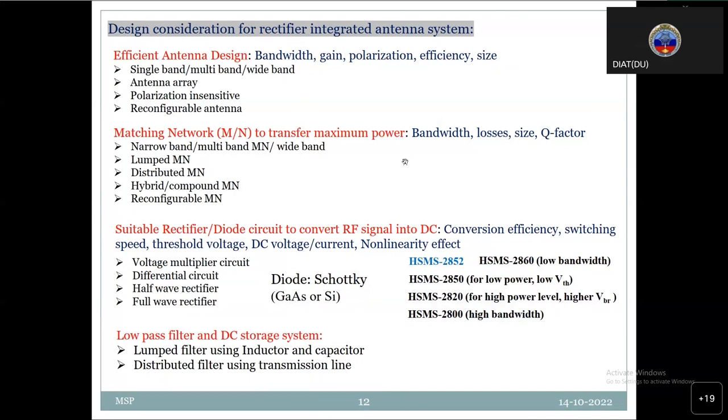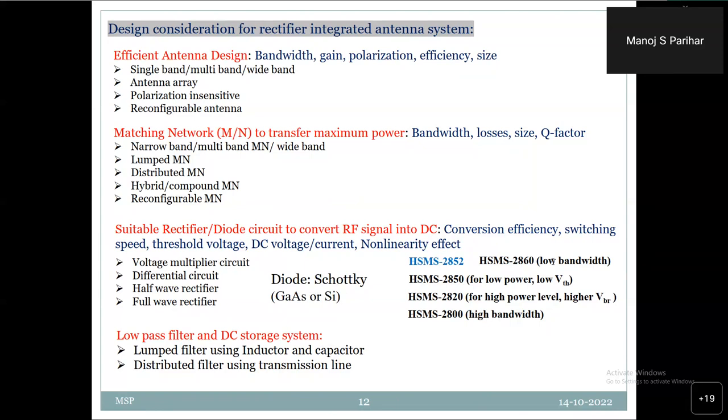While selecting this diode, we can have a half wave rectifier, a full wave rectifier, a differential circuit based rectifier, or a voltage multiplier circuit if you want more voltage. Generally we use a Schottky diode based on silicon technology or maybe gallium arsenide. If you want better performance, you can use the gallium arsenide diode. Depending on the requirement, suppose you have a low bandwidth requirement, then you can use this particular diode model.